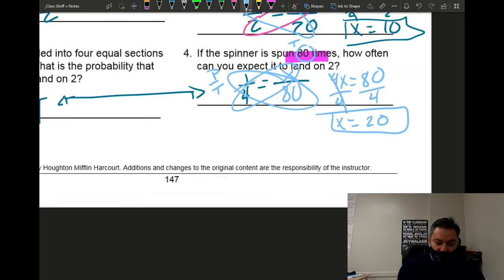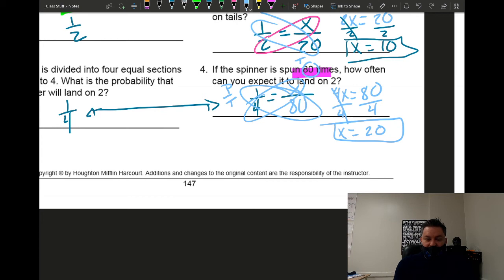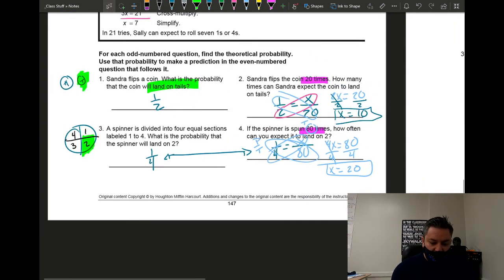Now you can also, if they give you how many times it lands on 2, for example, if they give you the 20, you can find the total number of times doing the exact same thing. And we're going to look at some of those problems on the next video. So for this one, that is it.